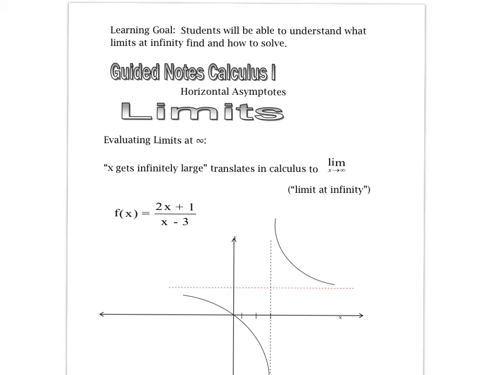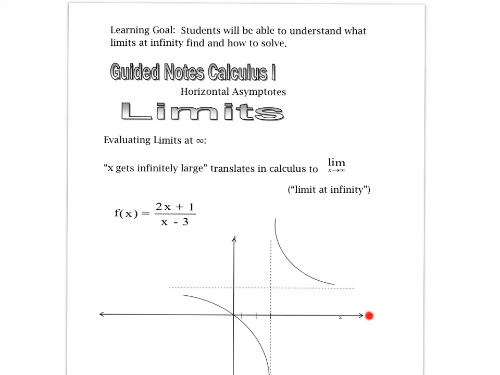All right, horizontal asymptotes. In a way, this is also going to infinity, but it's a different direction. In our last video, we talked about vertical asymptotes and a function going up and up and up to positive infinity or down and down to negative infinity. But now we're talking about what happens as x gets infinitely large.